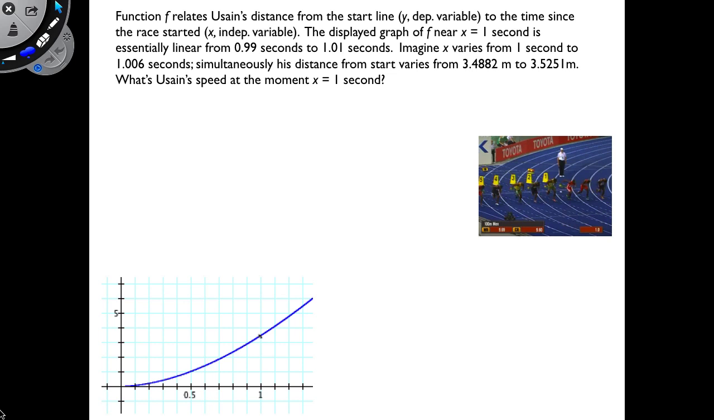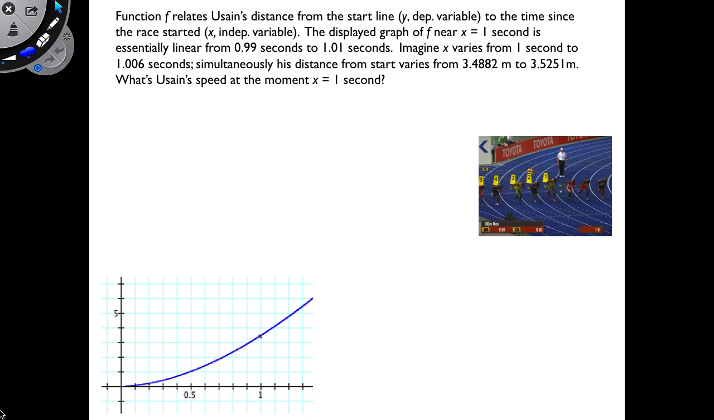So here's the same picture, a snapshot of a section of Usain Bolt running between time 0 and about 1.5 seconds. Just a little snippet of this race. This description at the top is just the same description we've talked about. Suppose this is a graph of function f relating his distance from the starting line, the dependent y variable, to the time since the race started, x.